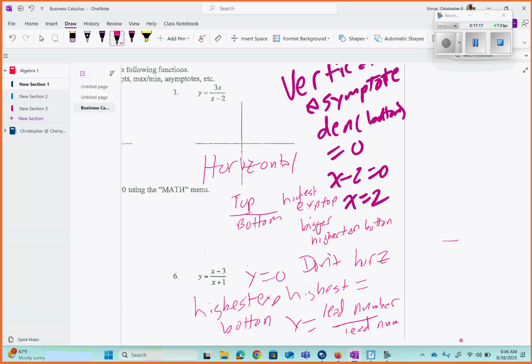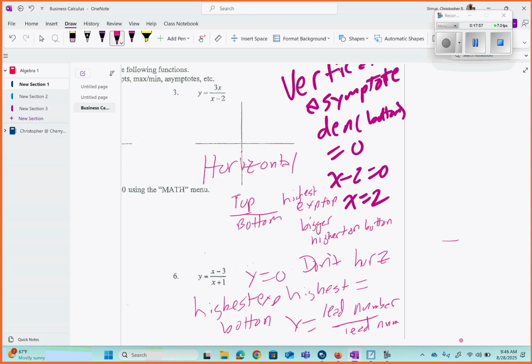So with that known, there are 3 different rules. Item 1, I have 3x on top, I have x minus 2 on bottom. What's my highest exponent on top and on bottom? What's the exponent on 3x? 1. What's the highest exponent on bottom? Is the exponent on top the same as the exponent on bottom? So the exponents are equal.